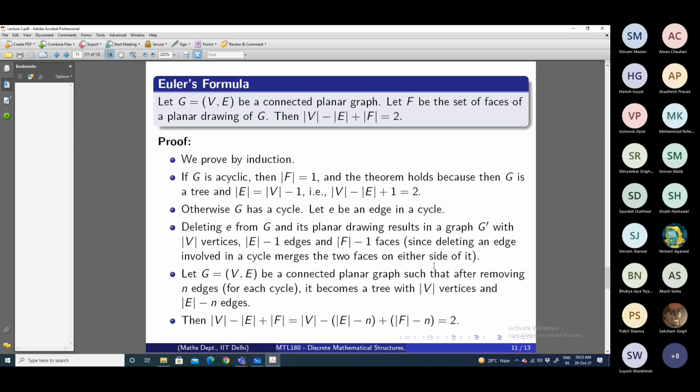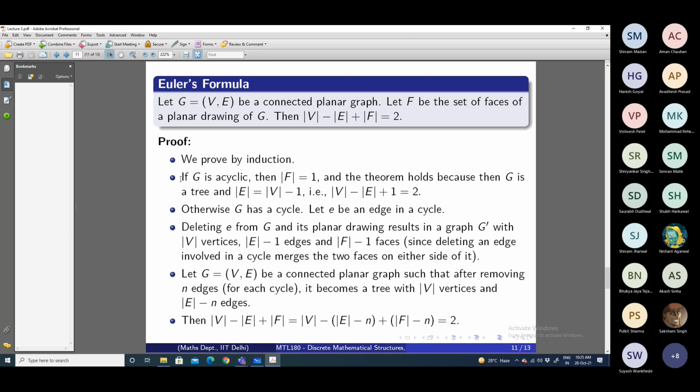Now here is Euler's formula. Let G be a connected planar graph, and let F be the set of faces of the planar graph, or you can say the planar drawing of G. Then the number of vertices minus the number of edges plus the number of faces is exactly 2. We will prove this by induction. Or you can say that since it is a finite graph, if G is fixed, we can see it by finite steps.